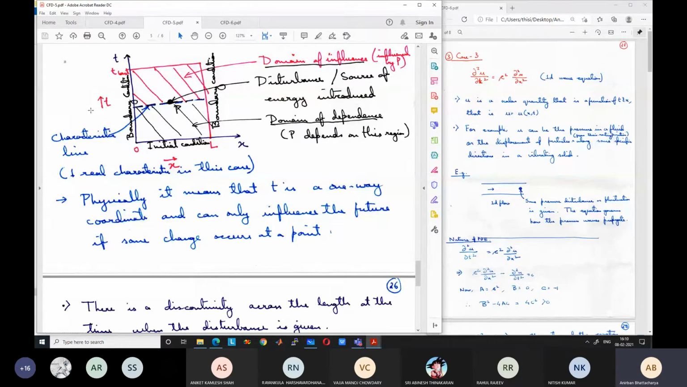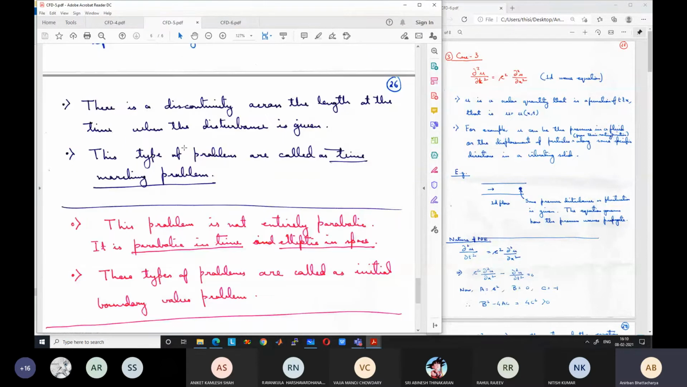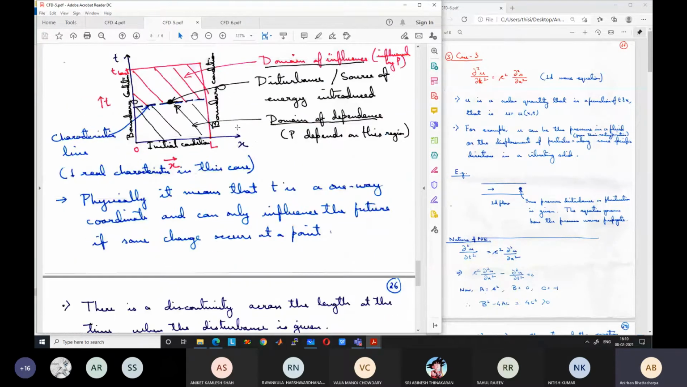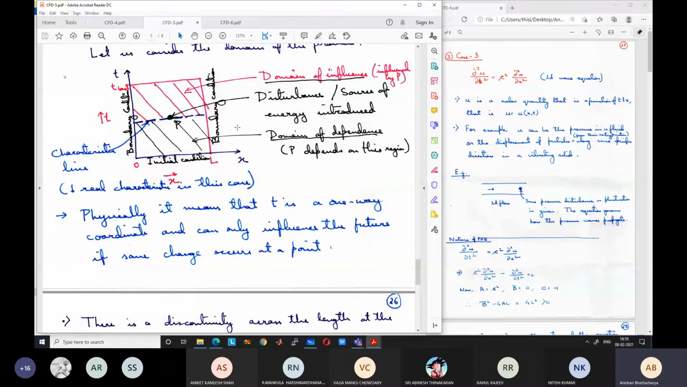Elliptic type of problem means a point can influence both the past point and the future point. Past and future here mean along the x direction: this point can influence the left side and the right side also. So it is elliptic in space. These problems are also called initial boundary value problems. One initial condition is needed, and for this case two boundary conditions are needed, or the entire domain boundary condition.